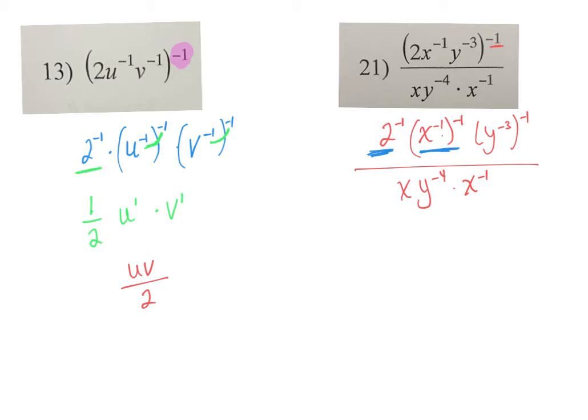For this x, I have a negative 1 times a negative 1. So I have x to the positive 1. And for the y, I have a negative 3 times a negative 1. So I have a positive 3.